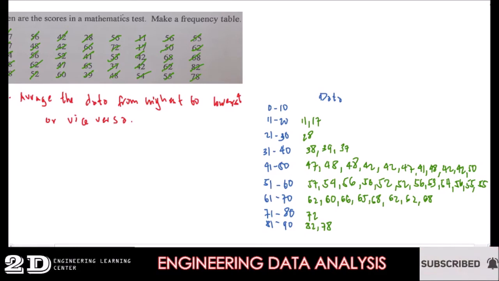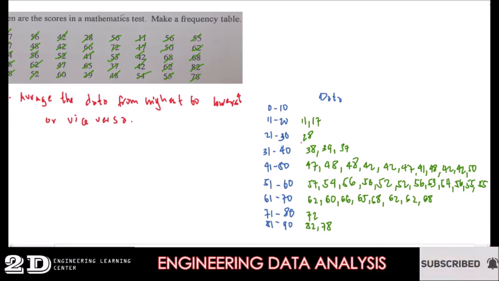Let's count it again. This is 1, 2, 3, 4, 5, 6, 7, 8, 9, 10, 11, 12, up to 28, 29, 30, 31, up to 40. So it is 40.